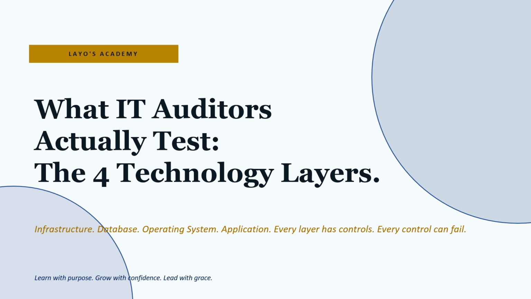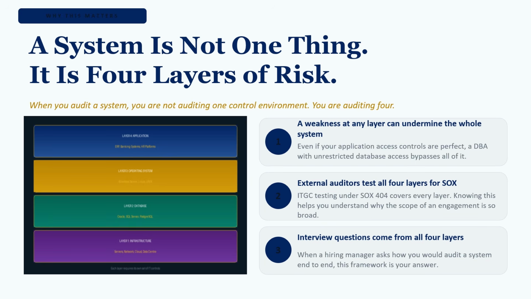I'd like you to know that when we are talking about control testing, we should be talking about the four technology layers that IT auditors test. We don't just test the application layer, okay? There are four layers that need to be tested: infrastructure, database, operating system, and the application layer. By the end of this video, you're going to have a mental model of how your technology environment is structured and why every single one of these layers is very important to you.